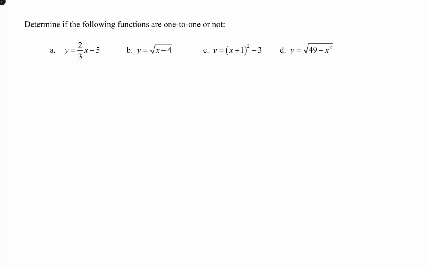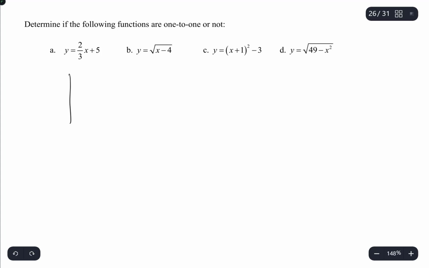Determine if the following functions are one-to-one or not. Well, what is best in order to decide if a function is one-to-one is to take a look at its graph and see if that graph is going to pass both the vertical line test and the horizontal line test. And the good thing about this is you don't really need a particularly accurate graph. You just kind of need to know the overall shape of the function.